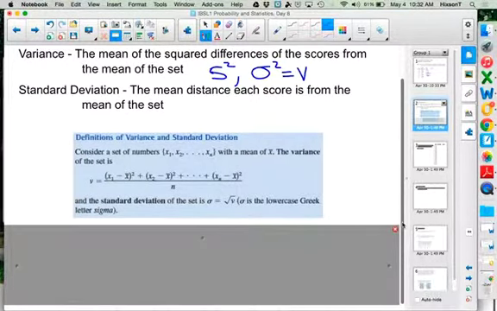But then also we have the standard deviation is sigma, and that is the square root of V, which makes sense if you consider that sigma squared is V. It's the square root of the variance.